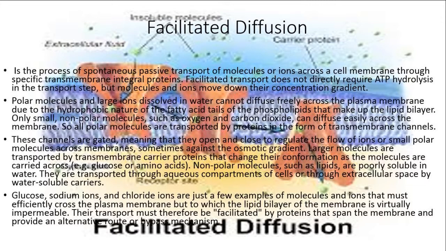So polar molecules and large ions dissolved in water cannot diffuse freely across the plasma membrane due to the hydrophobic nature of the fatty acid tails of the phospholipids that make up the lipid barrier. So big and charged particles cannot go through easily, so they have to go through transport membrane proteins to get inside the cell. Examples are glucose and ions, such as sodium ions.